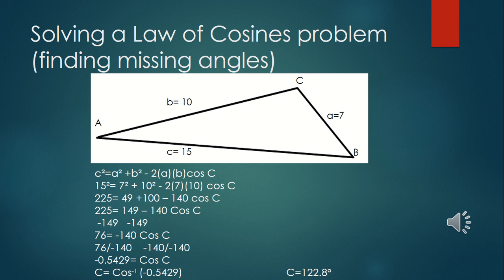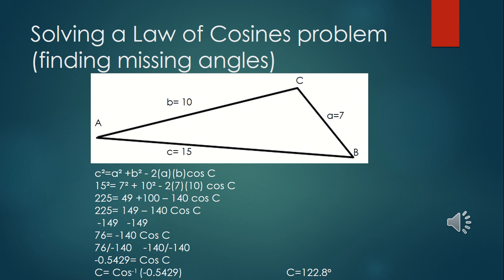Alright, now that we simplify this, we have 225 equals 49 plus 100 minus 140 times cosine of C. We got that just by squaring all the numbers and multiplying them. Now if we go down below, we have 225 equals 149 minus 140 times cosine C. We just added 49 and 100. Our next step is to subtract 149 to get that out of there.